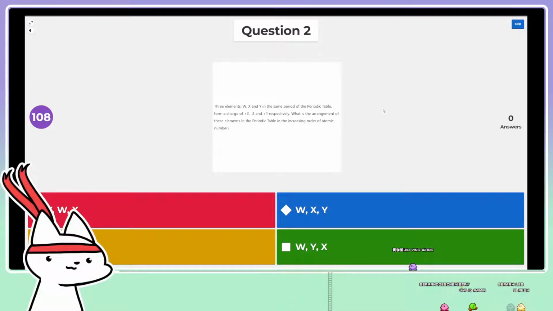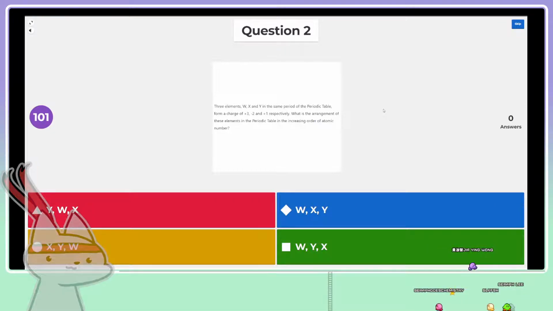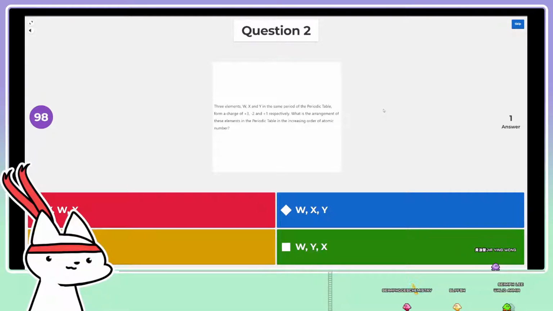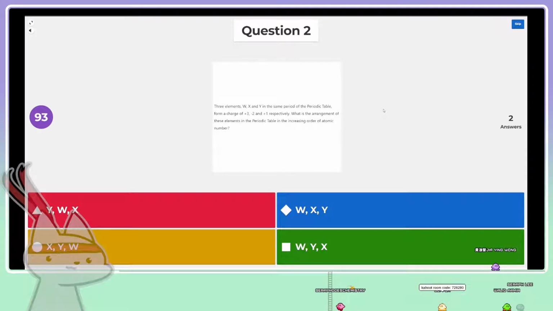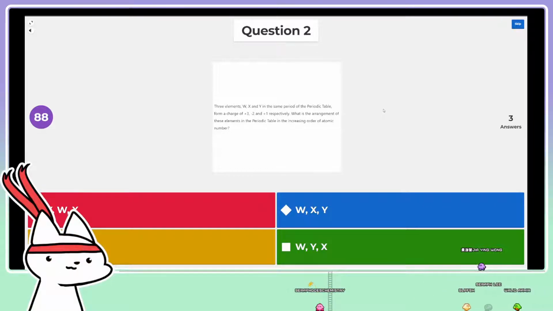This is a challenging one because it's more imaginative. You have to think about it, because everything is in the same period in the periodic table and the charge tells you the group. Yeah, the charge tells you the group. Positive charge and negative charge all mean different things in terms of groups. If you know the groups, you can know its arrangement, and then you can arrange them from left to right in terms of increasing order.